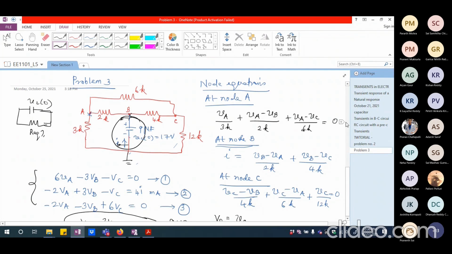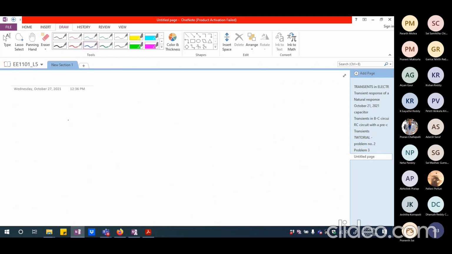Okay, so let's see how the circuit was. Again, we had a capacitance which was pre-charged to 17 volts, and the current that was flowing in this branch was designated as I. This was a 9 microfarad capacitance, and we had one resistance here, another resistance here. This was 2K and this was 4K. This particular node was designated as A, this was B, and this was C.